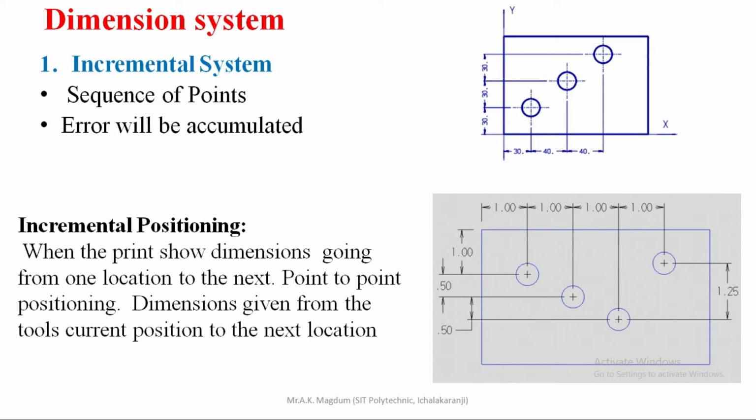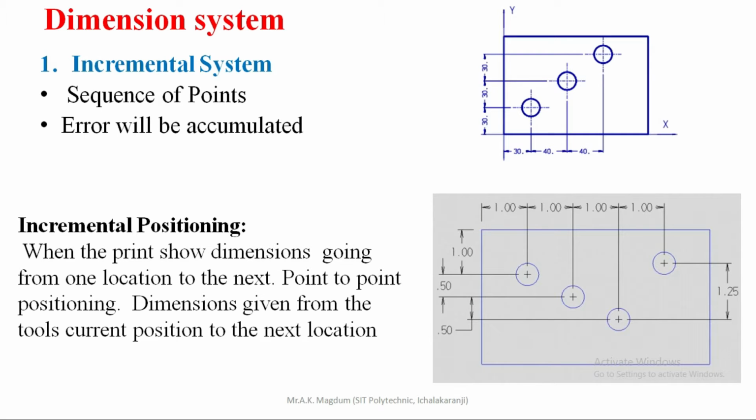Which type of dimensioning system you use for preparation of the program is very important. Basically, there are two types of dimensioning systems used in CNC machine programming. First of all, there is the incremental system. What is the meaning of incremental systems?